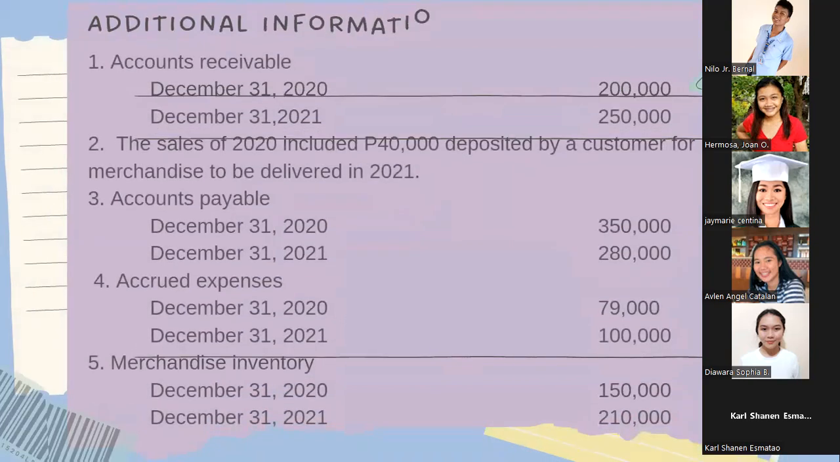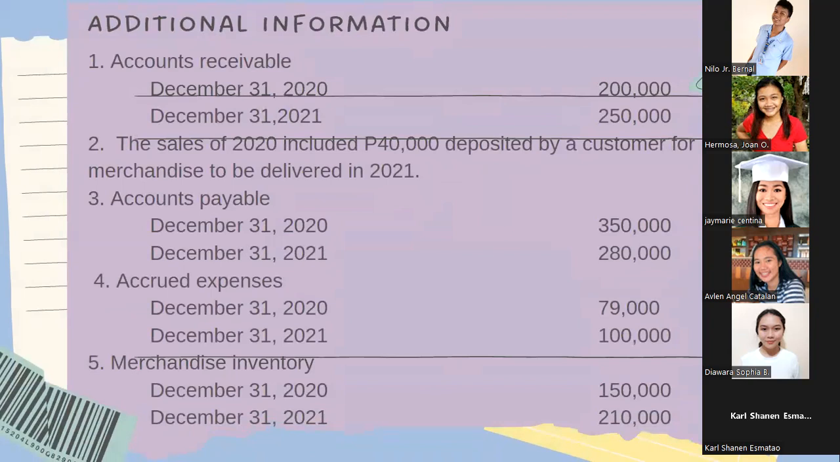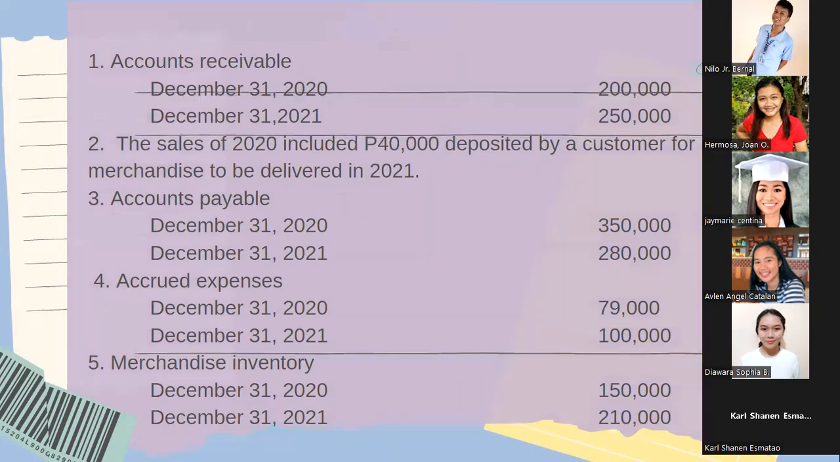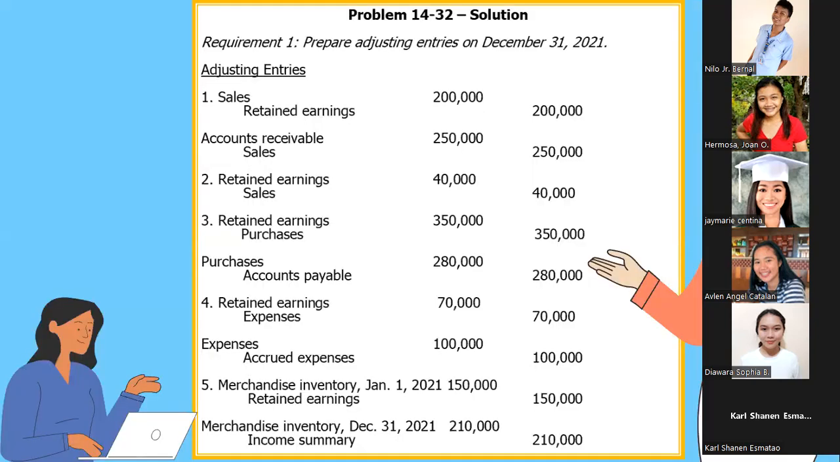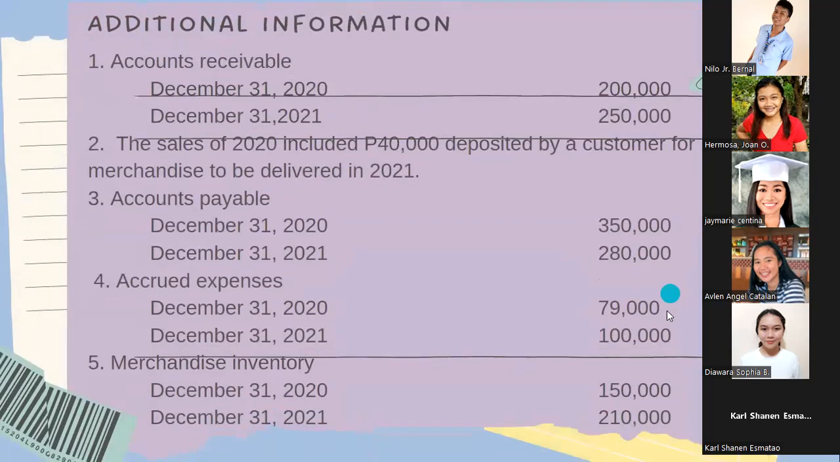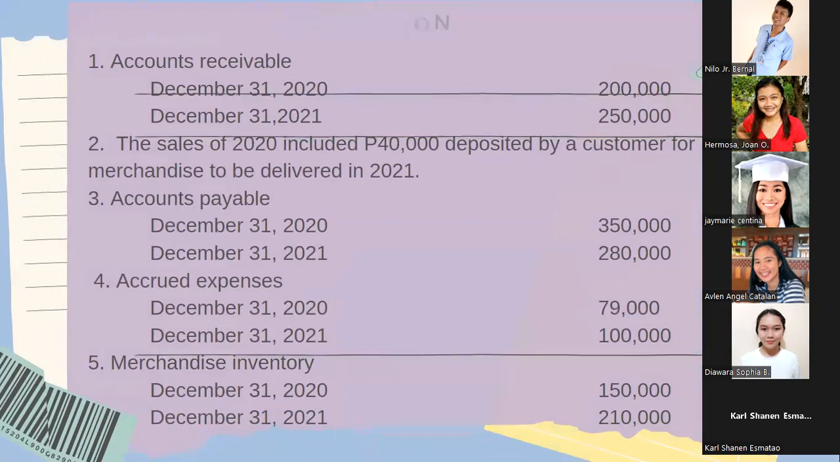Number 4, accrued expenses, December 31, 2020, 79,000. December 31, 2021, 100,000. Please go back to previous slide. Okay, I'm sorry, it's only number 3 pa lang. So number 3, accounts payable, December 31, 2020, 350,000. December 31, 2021, 280,000. Next slide, please.